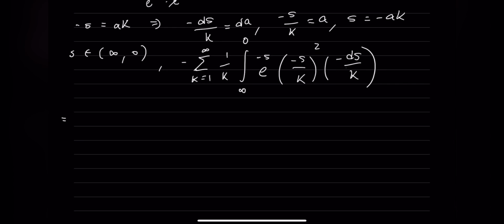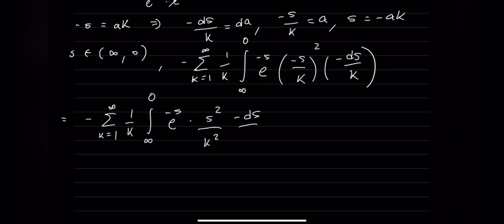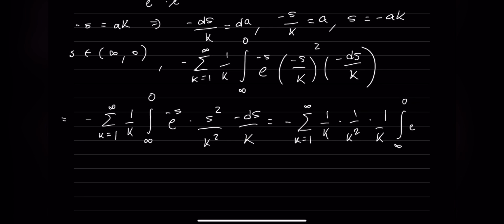So if we expand some things, we have minus the sum from 1 to infinity 1 over k, the integral from infinity to 0 of e to the minus s times s squared over k squared, and we have a minus ds over k. So we have minus the sum from 1 to infinity, and we could pull the 1 over k terms out of the integral. So we have 1 over k times 1 over k squared times 1 over k, and then we have the integral from infinity to 0 of e to the minus s times s squared, and I have a minus ds.